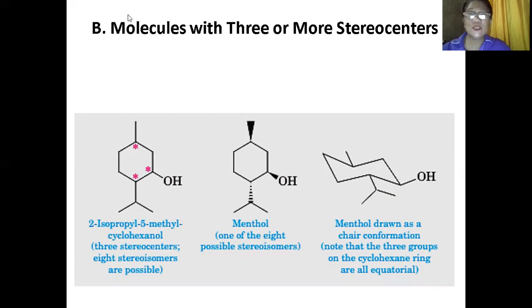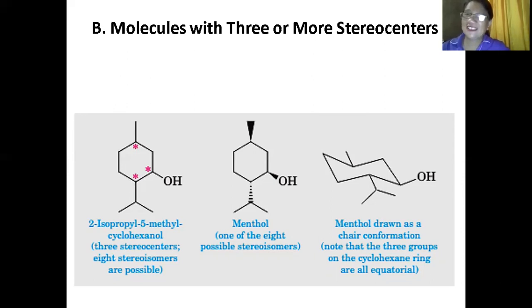Another one here is molecules with 3 or more stereocenters. This one has 3 stereocenters. That is 2-isopropyl-5-methylcyclohexanol. Therefore, if there are 3 stereocenters, how many stereoisomers will it have? It is 2 to the power of N, that is 2 to the power of 3. You will have how many?